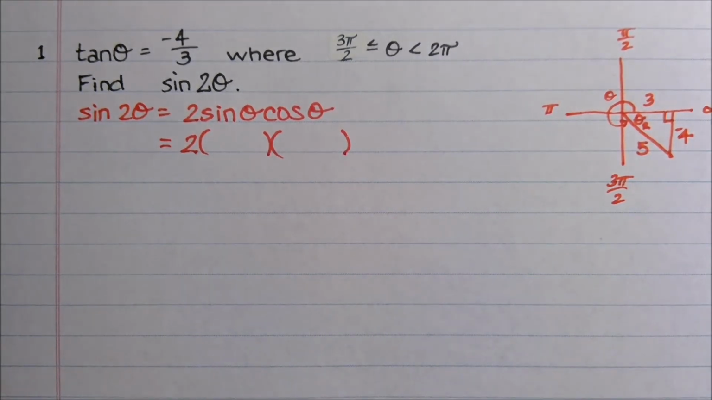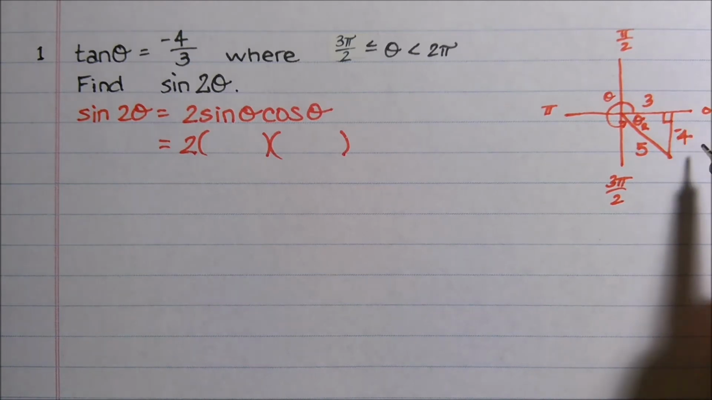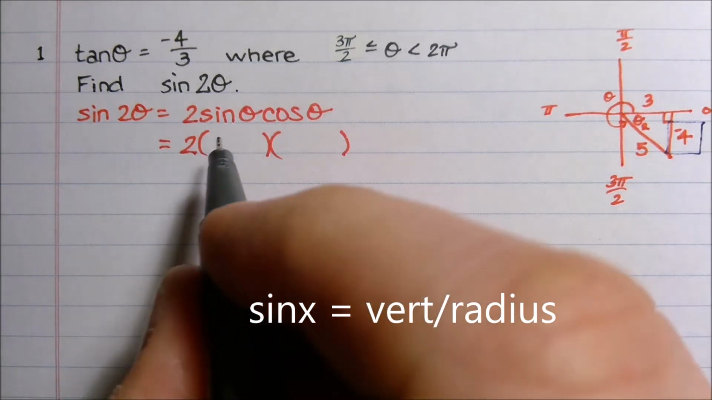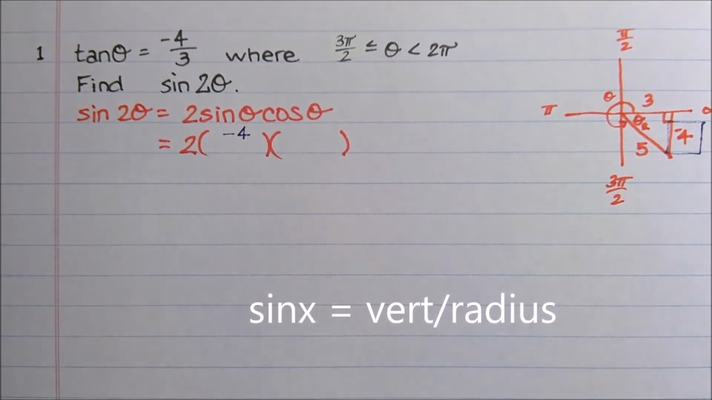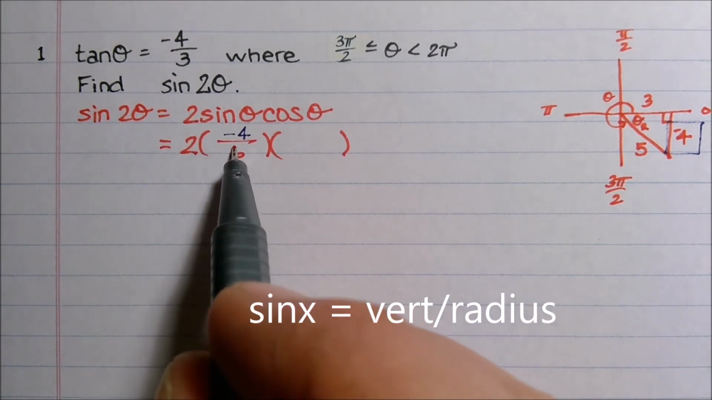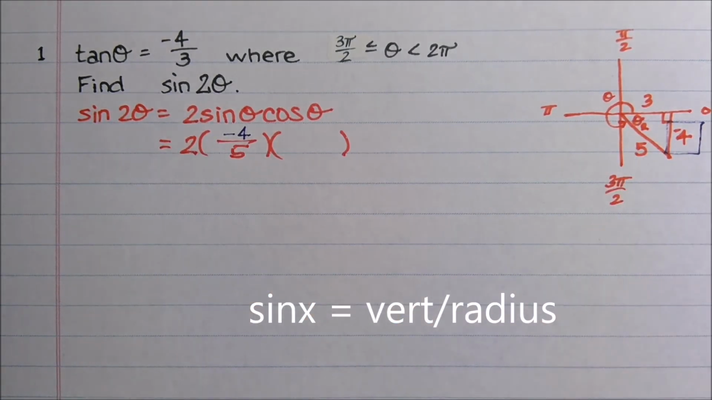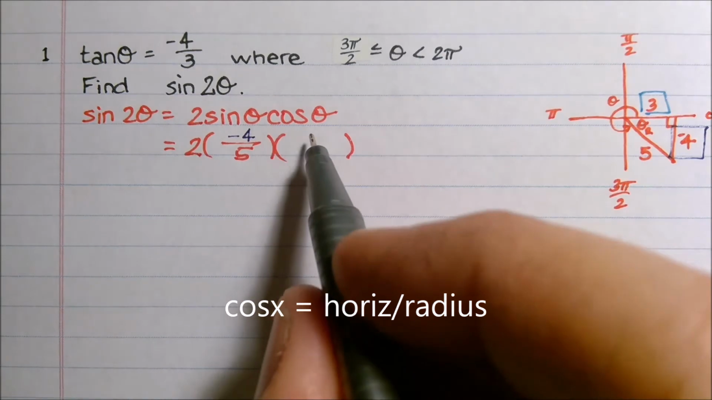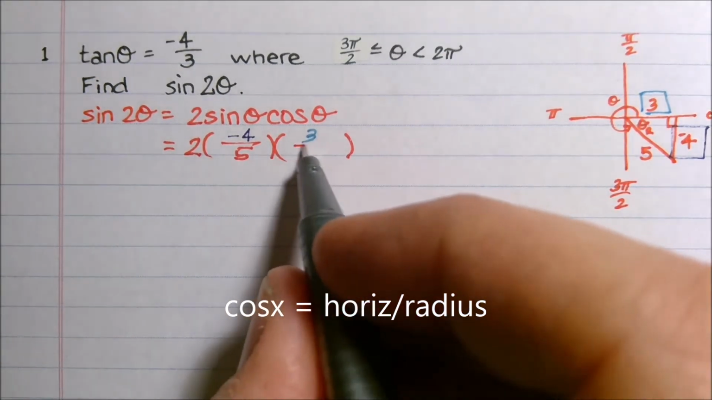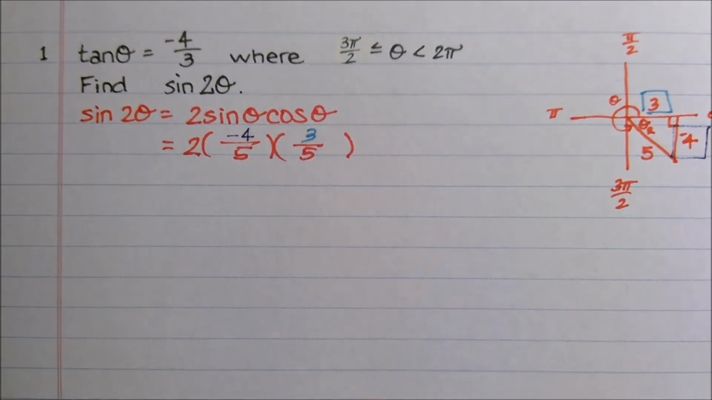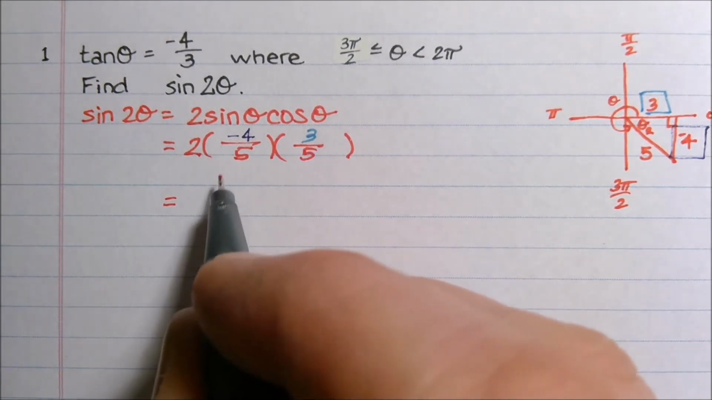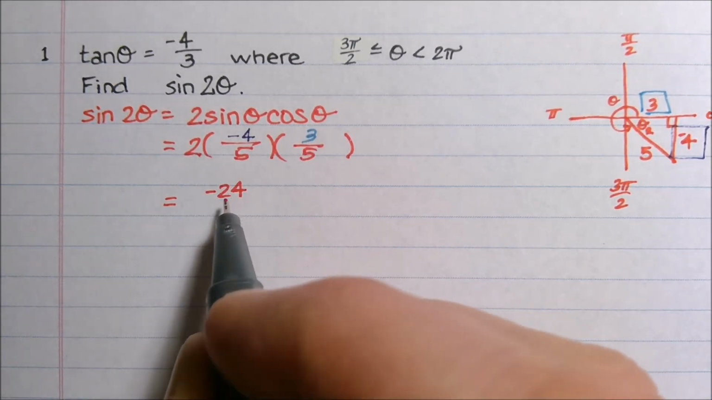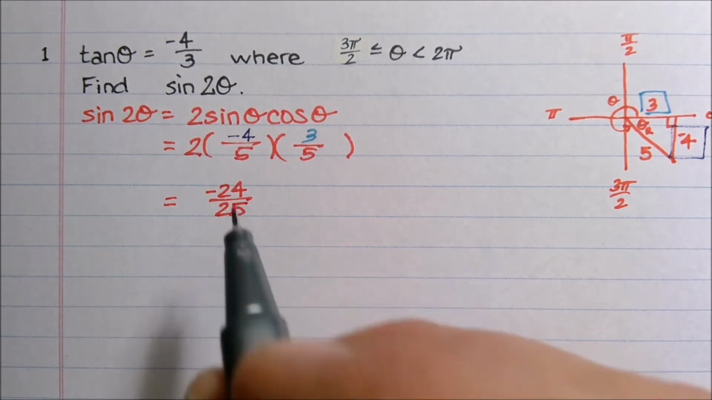Well, sine of theta, of course, is going to be the vertical value right here. It's the negative 4 over the radius, right? So opposite over hypotenuse. The cosine of that angle is 3 over the hypotenuse. So sine of 2 theta should just be 2 times negative 4 is negative 8. Negative 8 times 3 is negative 24. And 5 times 5 is 25. There you go.